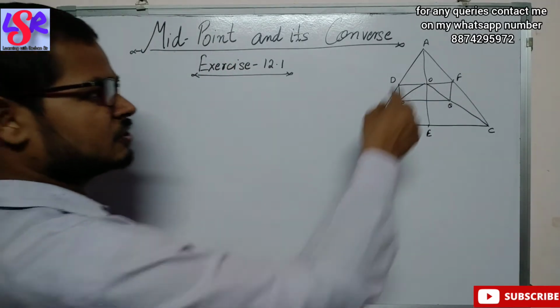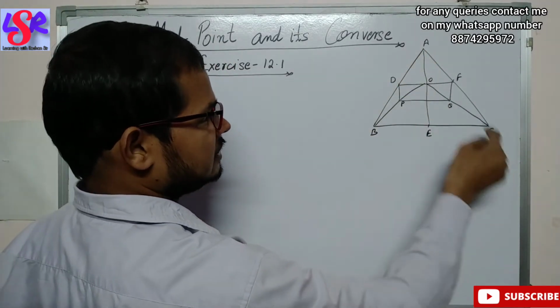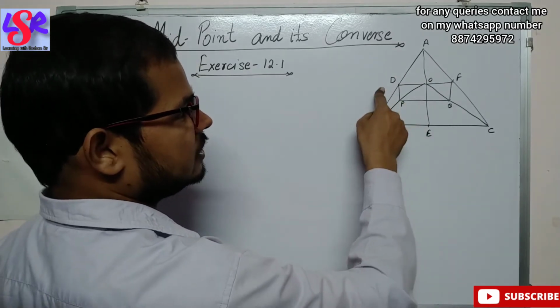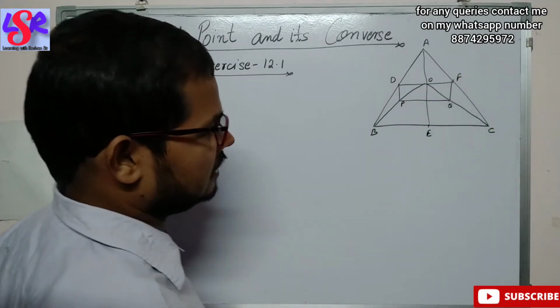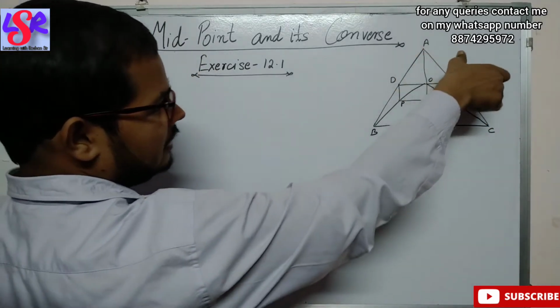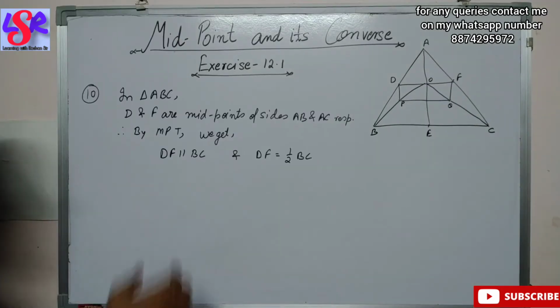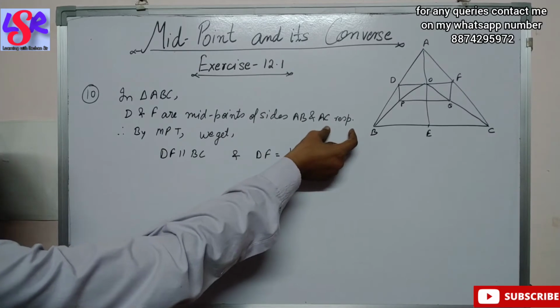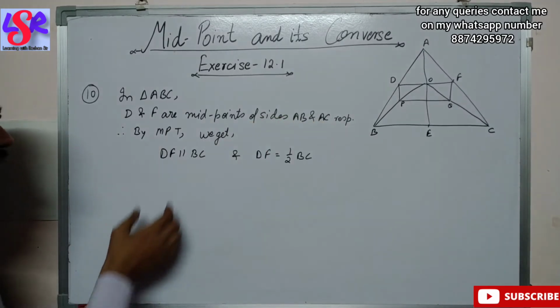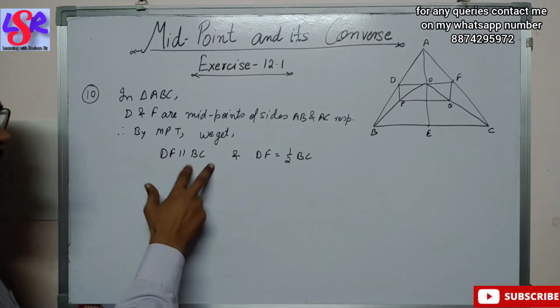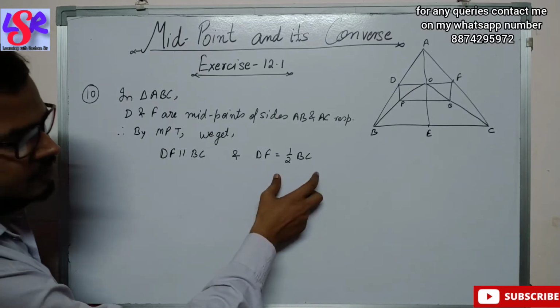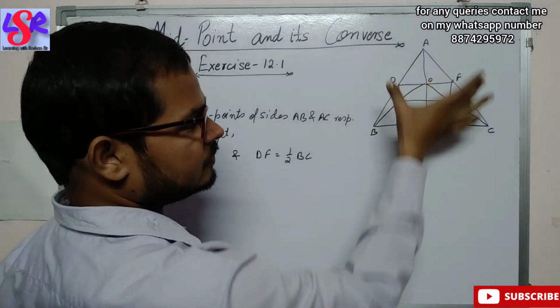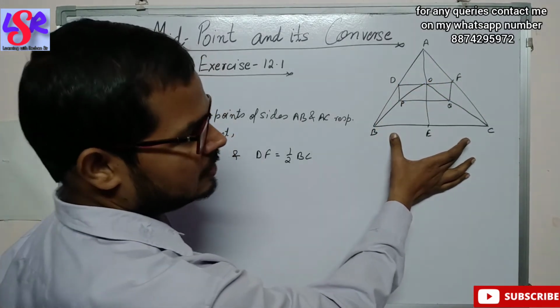First of all, we will take the triangle ABC. In triangle ABC, D and F are the midpoints of the sides AB and AC respectively. Therefore, by the midpoint theorem, we get DF is parallel to BC and DF is half of BC. So we have the side DF parallel to BC and half of it.